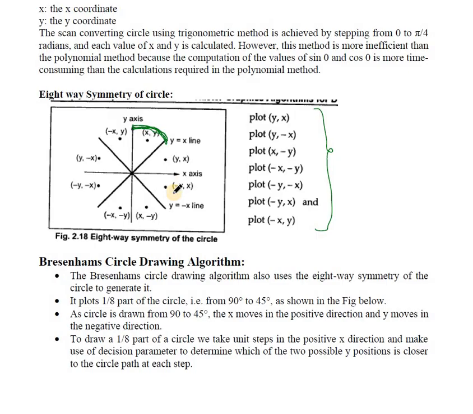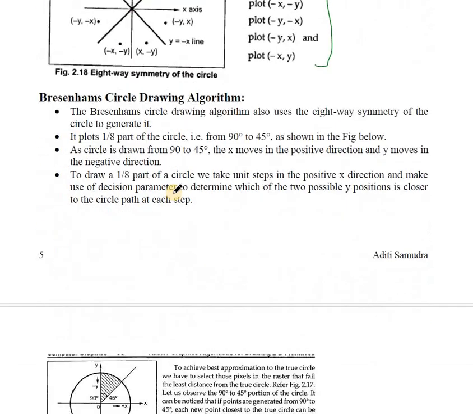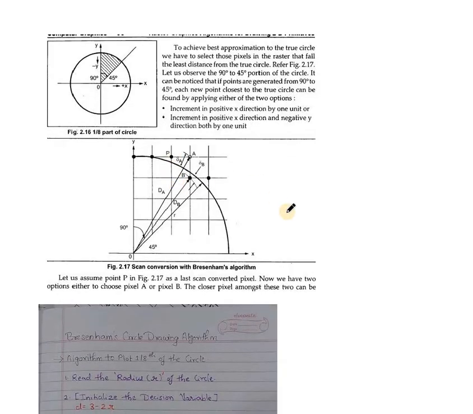Now, again we are going to see two circle drawing algorithms. The very first one is Bresenham's circle drawing algorithm. In Bresenham's circle drawing algorithm, we use a similar concept as in the Bresenham's line drawing algorithm, which said that you calculate DA and DB.